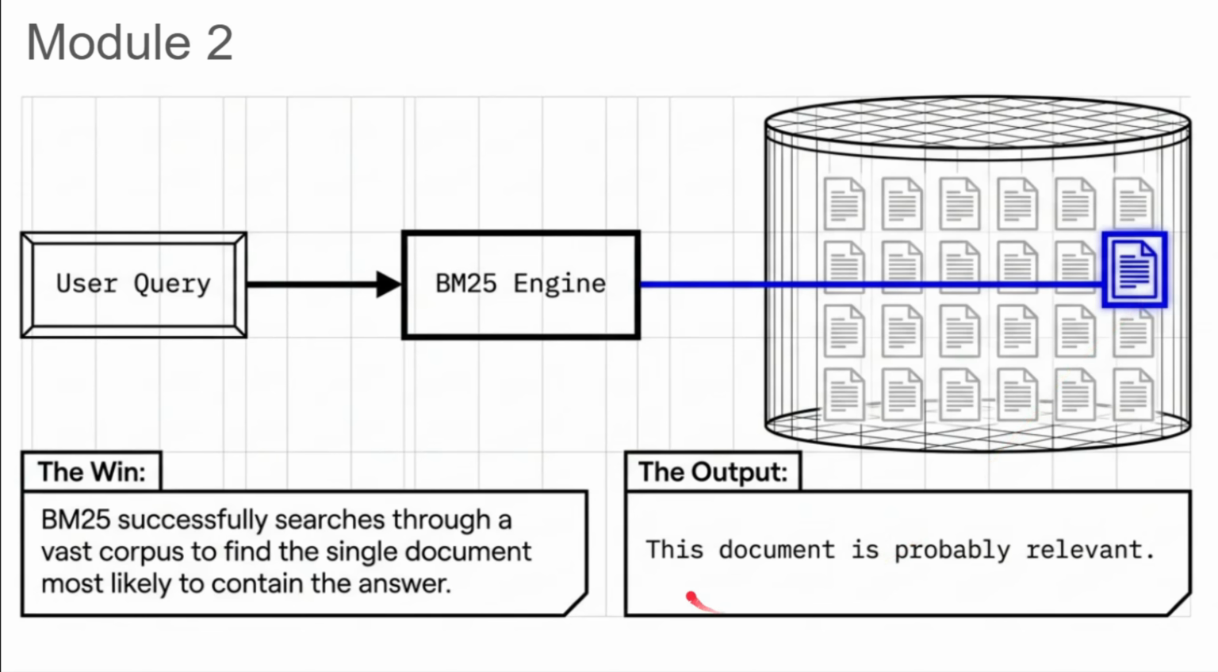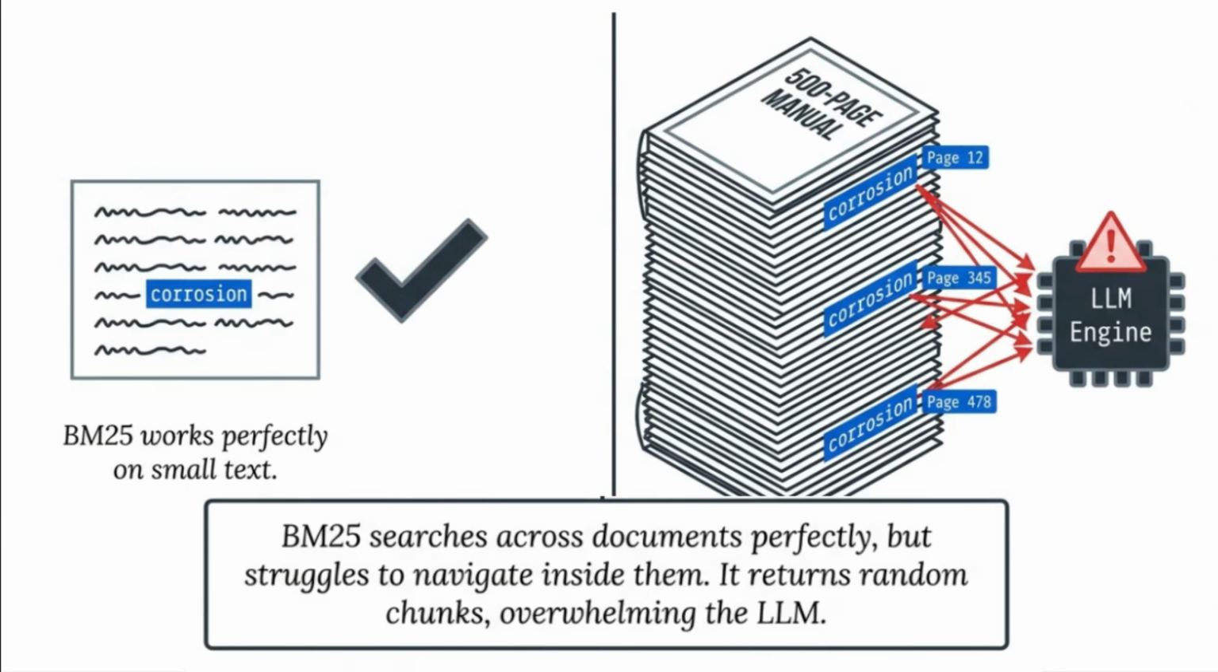BM25 can tell us this document is probably relevant, but it doesn't necessarily tell us this exact section inside the document contains the answer. And this becomes a big problem when our documents are large and highly structured. Imagine you have a 500-page technical manual, or a legal contract with hundreds of sections, or a financial report with chapters, sections, tables, and footnotes.